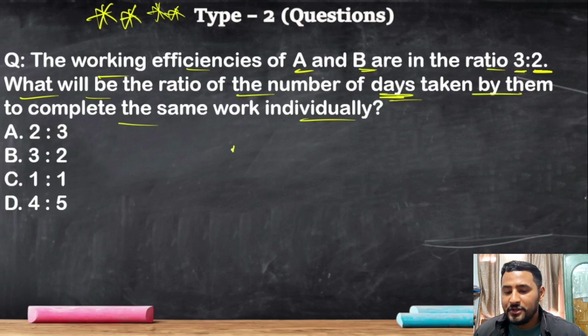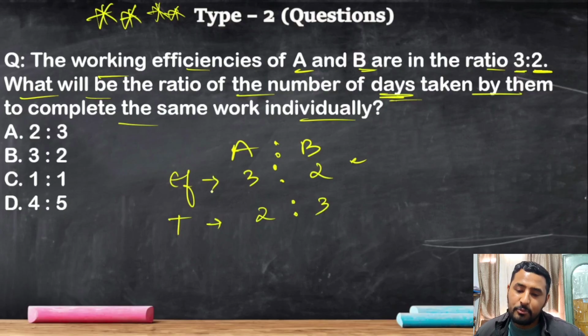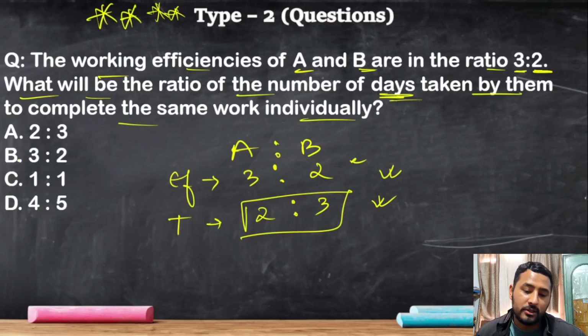So I said efficiency. Let us write, there are two persons A and B. The efficiency is given as 3:2. As soon as you know the efficiency, the time will be inversely proportional to efficiency. Just do 2:3. Getting my point? This will get the answer. So how many days are they taking? The ratio will be 2:3. I hope this is clear.